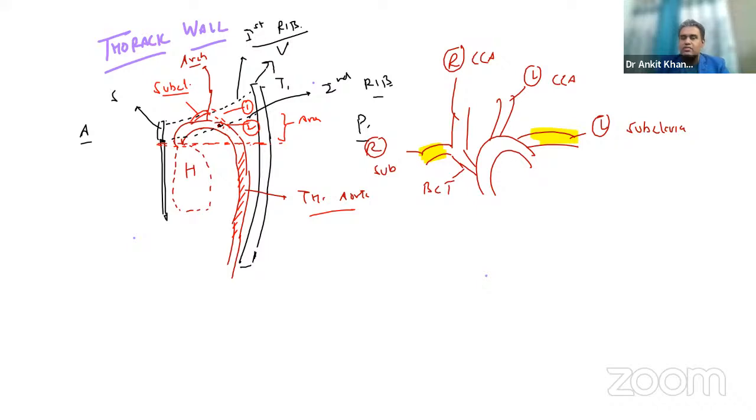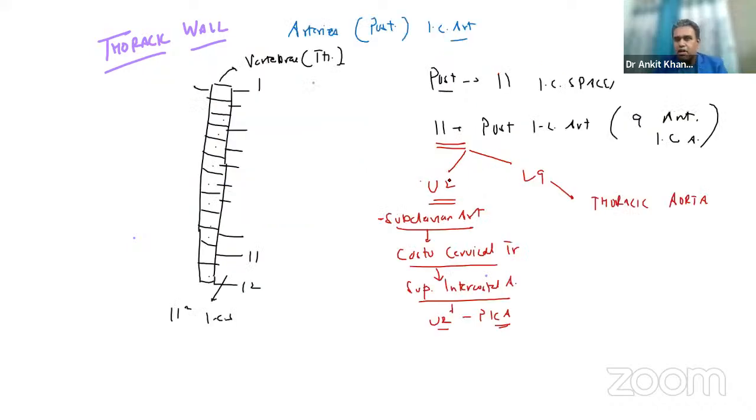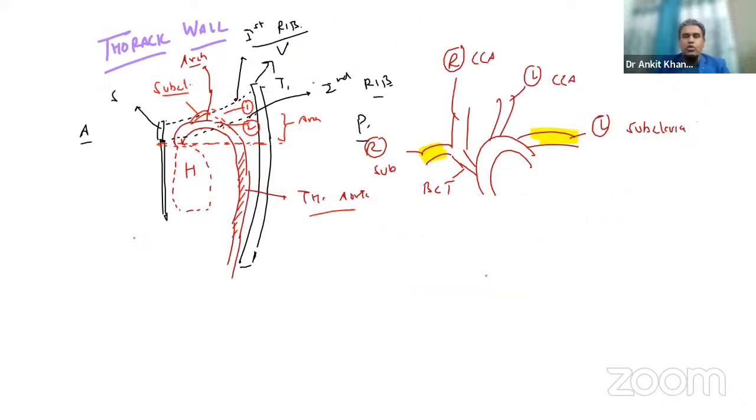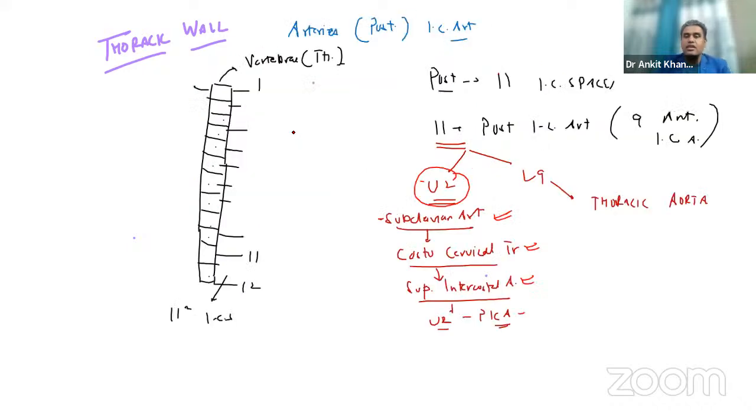Therefore, if you look at the previous image, the upper two regions were supplied by the subclavian artery. They give off the cervical trunk, which gives off the superior intercostal, which supplies this. Now, if you look at the lower 9 spaces, because here it will go directly from here: third, fourth, fifth, sixth, seventh, 8, 9, 10, 11. In the lower 9 spaces, the lower 9 posterior intercostal arteries come directly from the thoracic aorta.